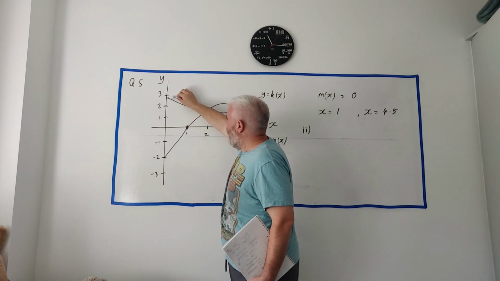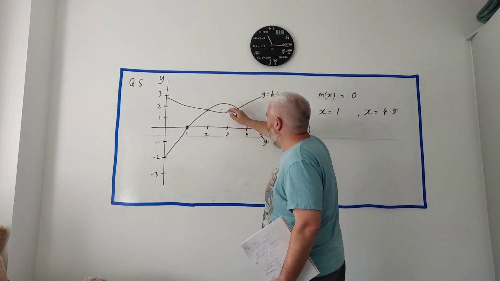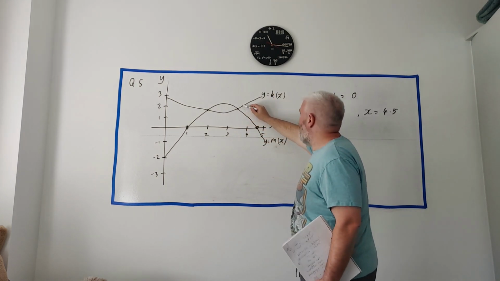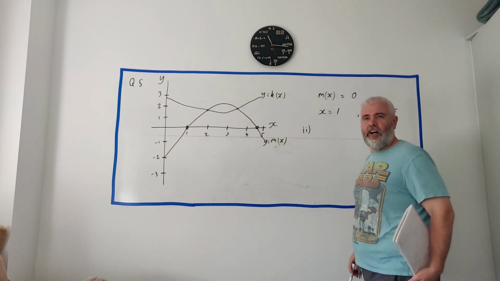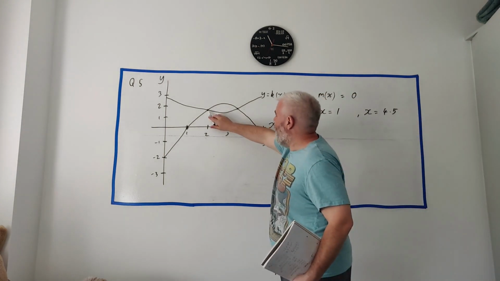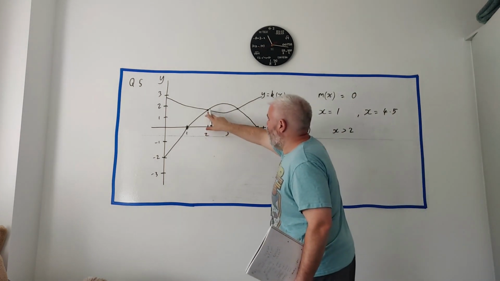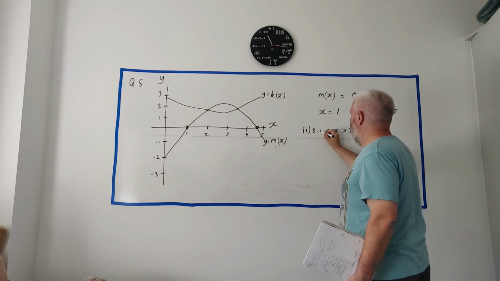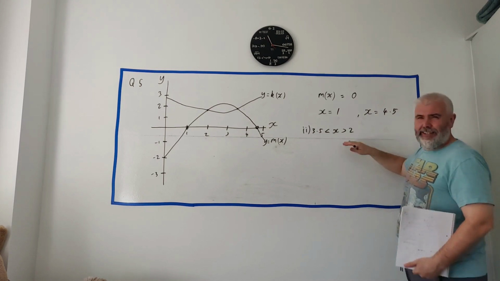Well, let's go along it here. k(x) is above m(x), it's bigger than it, it's the same as it, it's now less than it, it's less, it's the same, it's bigger. So I think I may have mixed myself up there, hopefully I didn't say anything wrong. For which k(x) is less than m(x). So it's less than between these two points. It's less than when x is bigger than 2 but less than 3.5.